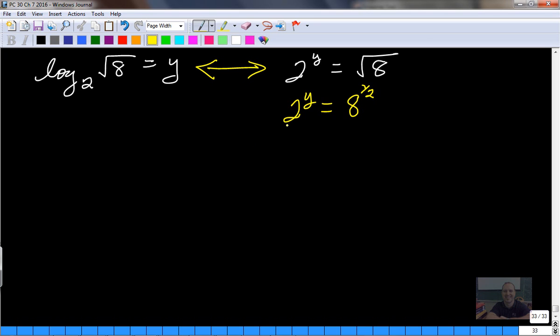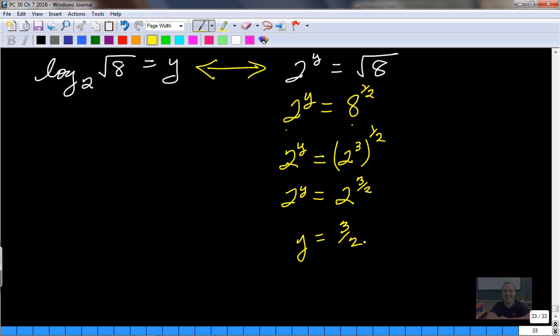Now, remember from last chapter, what's one way to solve this? Same base, okay? So 2 to the y, 8 is actually 2 cubed. So I would rewrite that like that, which becomes 2 to the y equals 2 to the 3 over 2. And then y equals 3 over 2.